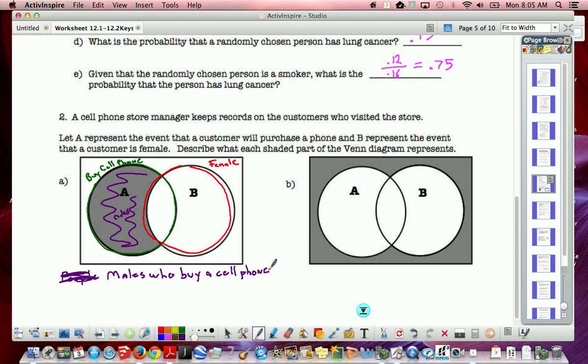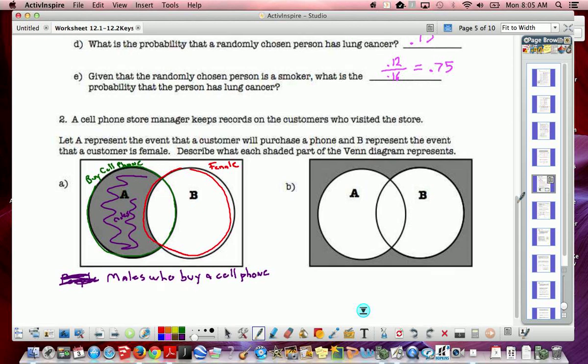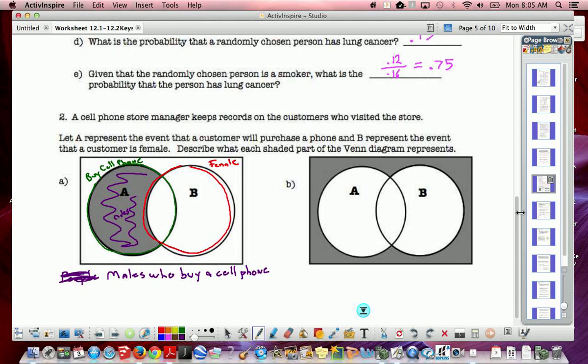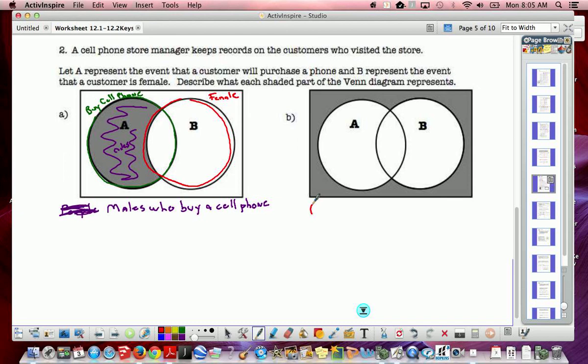Alright, so now let's take a look at the next one. Now here we're looking at the area that's outside buying a cell phone. So they don't buy a cell phone and they're not female, so they must be male. So this area would be the males that don't buy a cell phone.